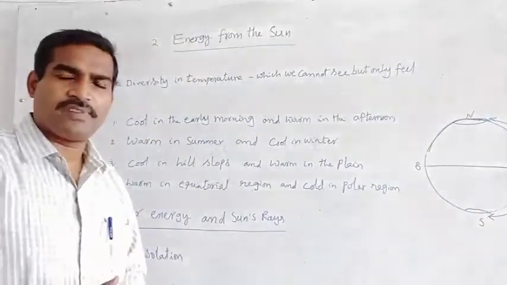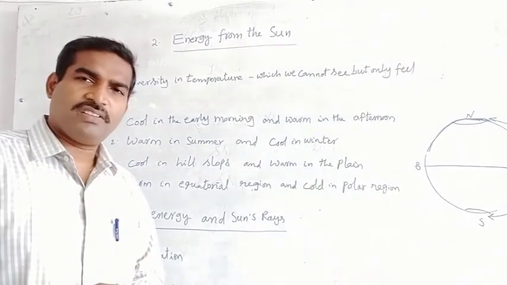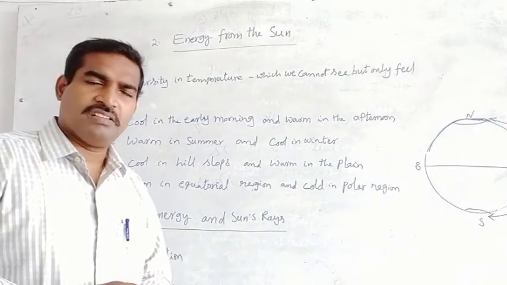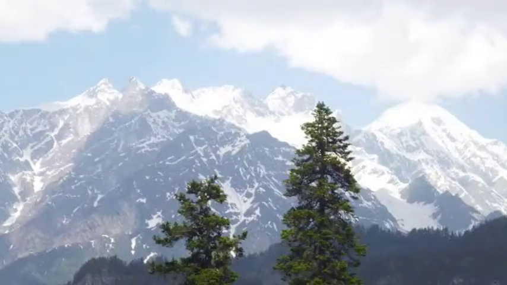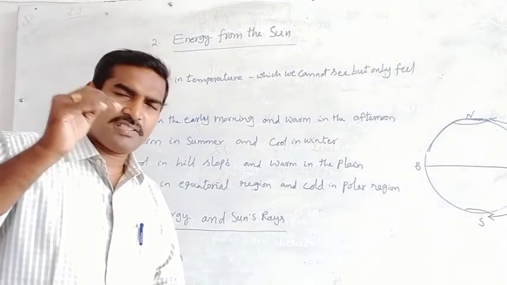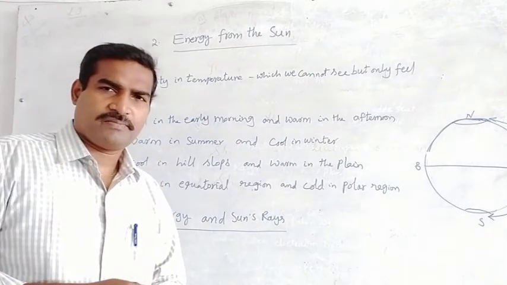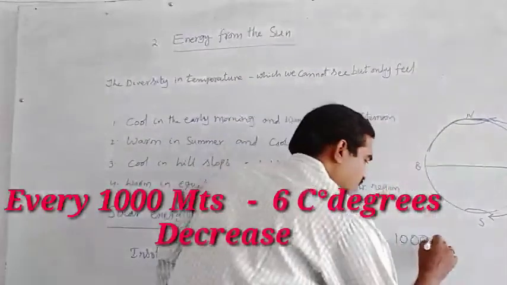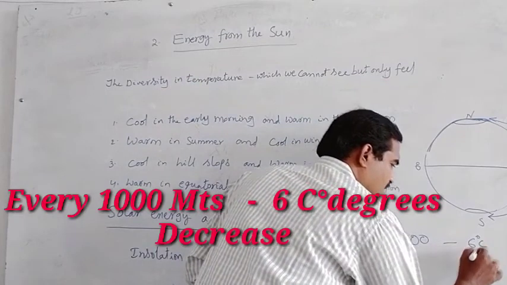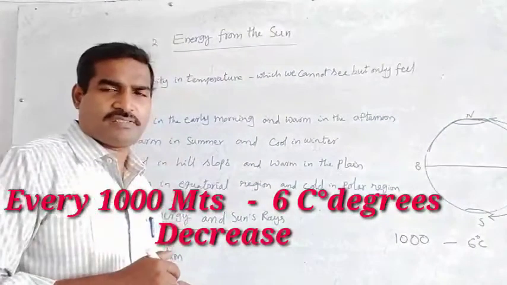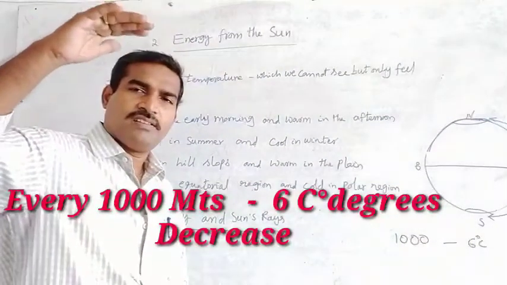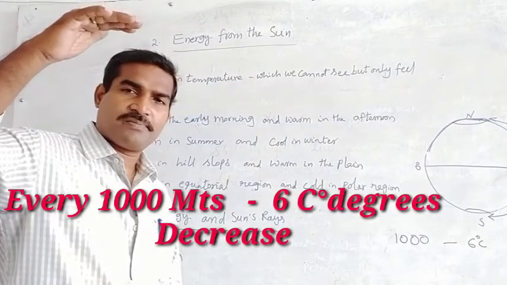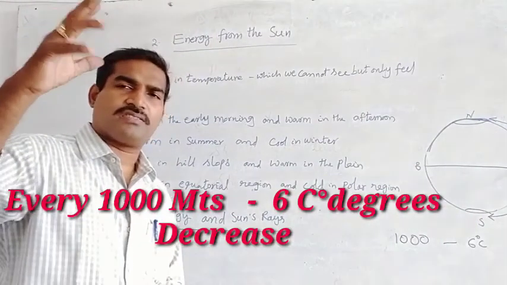Similarly, some hill slopes or hill stations are very cold even in the hot summer because they are in height areas. When we move up, the temperature decreases. Every 1000 meters of ascent, the temperature decreases by 6 degrees Celsius. So that's why hill areas or hill stations are very cold even in the summer season.